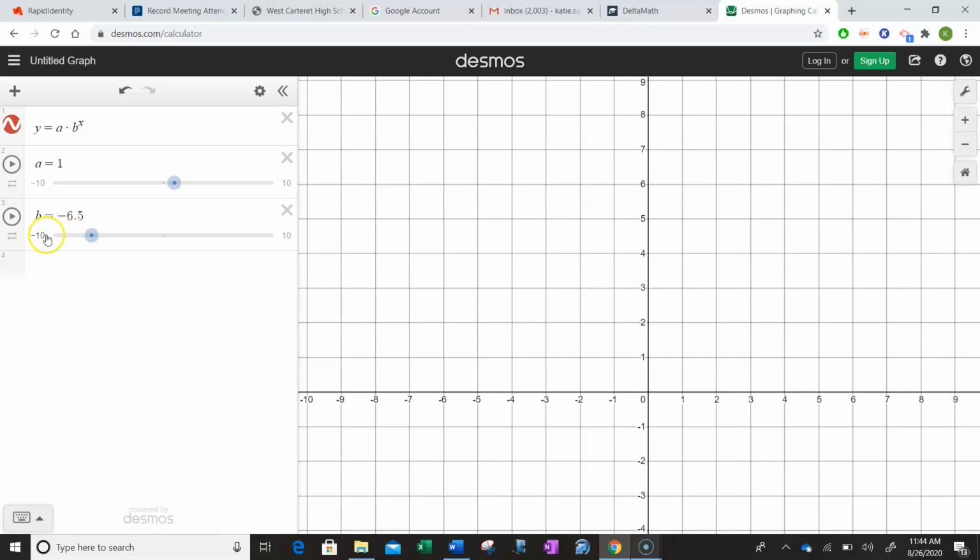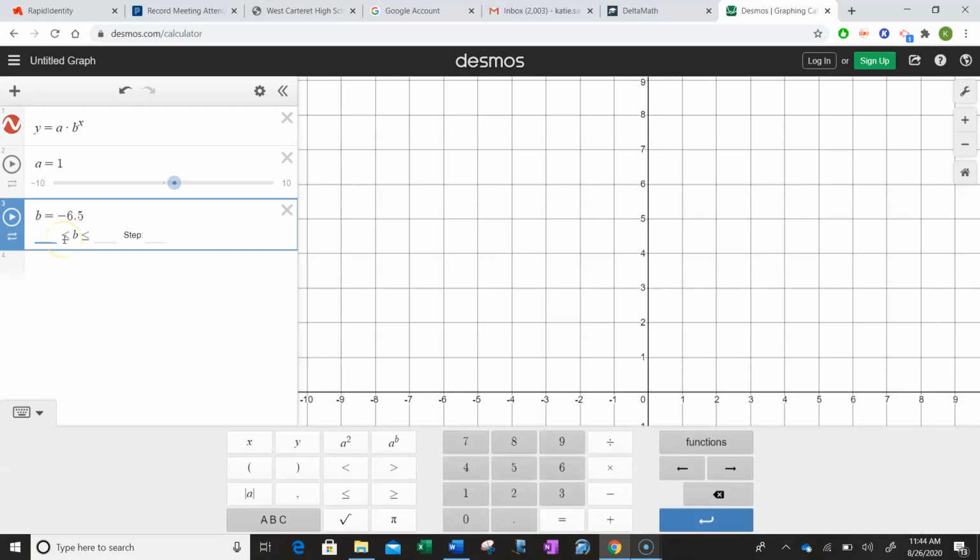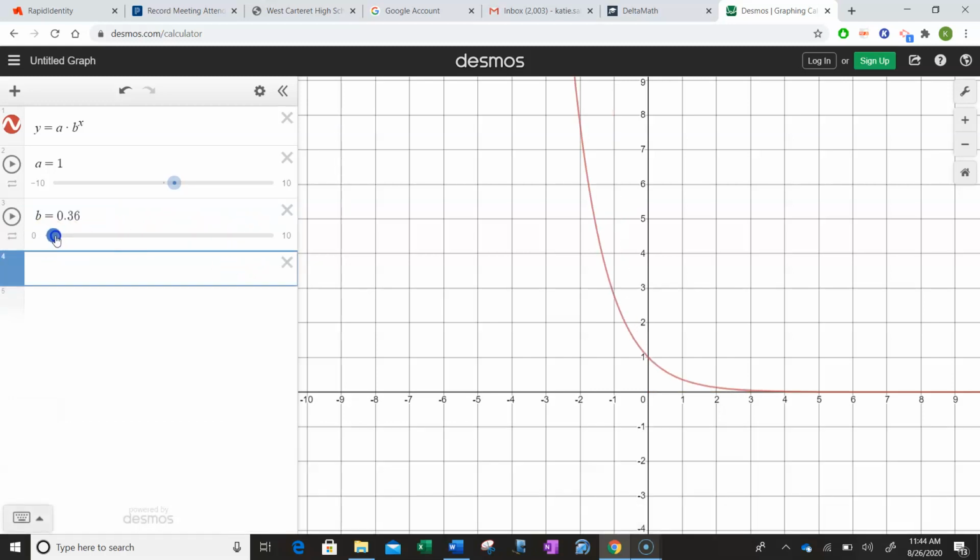So that does not work. So I'm going to come right here and fix this slider so it only goes from 0. And then I'm going to put it to 10 so that we can see what happens. All right, so watch what happens when my base is a number between 0 and 1.